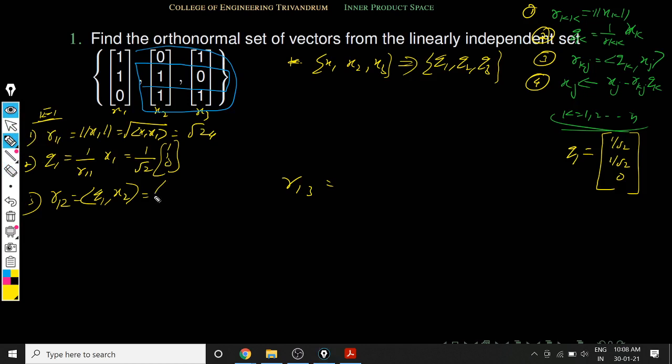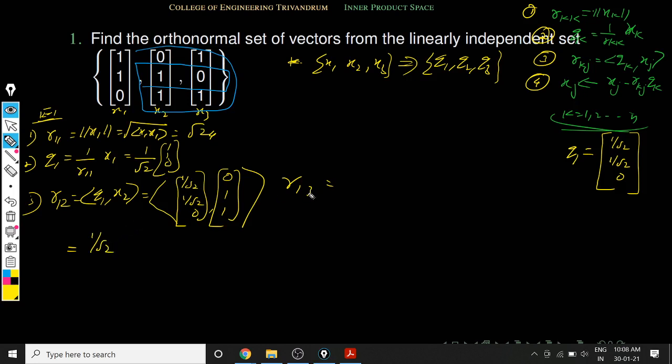Now we are going to detail it. The inner product of Q1 = (1/√2, 1/√2, 0) and x2 = (0, 1, 1) is 1/√2 into 0 plus 1/√2 into 1 plus 0 into 1, that is 1/√2. So R12 is 1/√2.